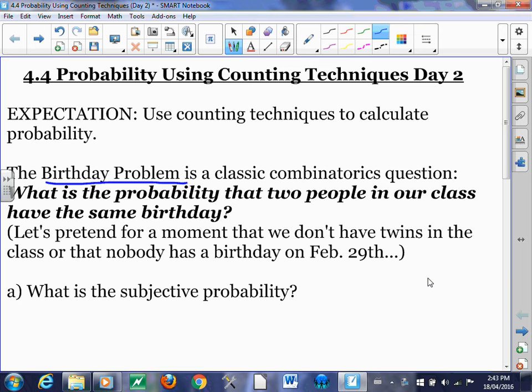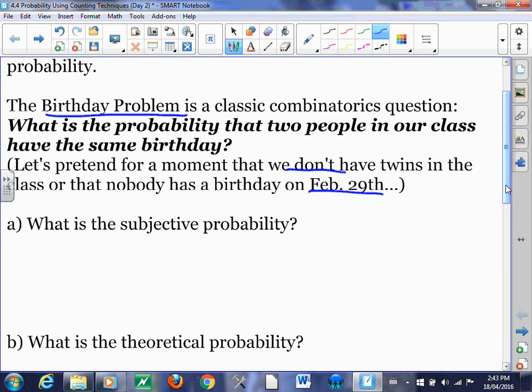It's a classic combinations question, and the question is, what is the probability that two people in our class have the same birthday? So let's pretend for a moment that we don't have twins in our class. The last couple of years I did teach this, I did have twins in my class, so it was pretty hard to do this example. We also want to make sure that nobody has a birthday on Feb 29th because that deals with a leap year.